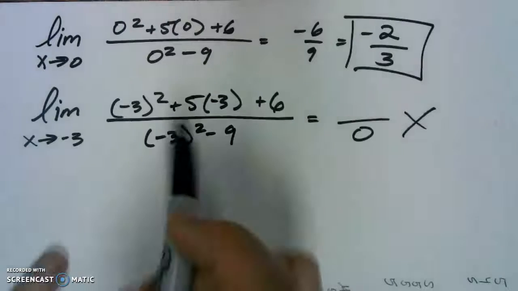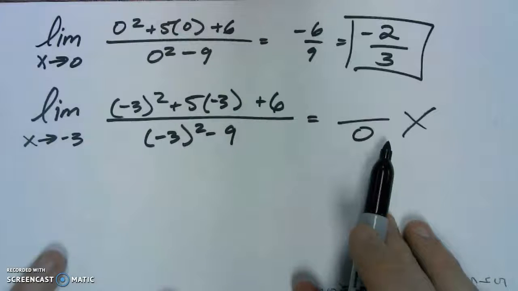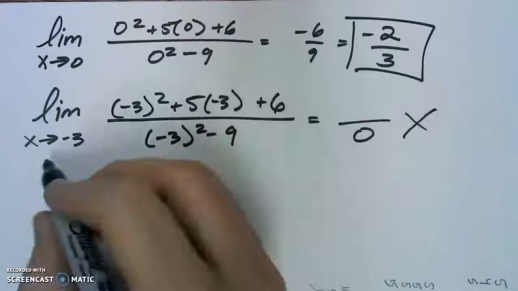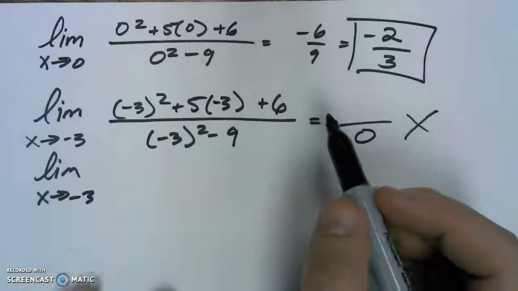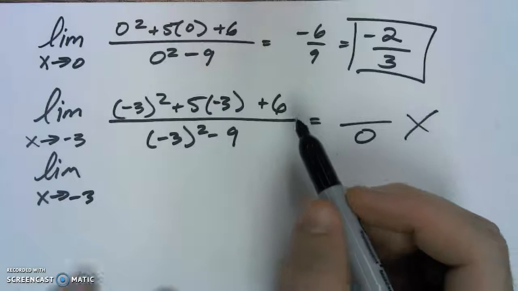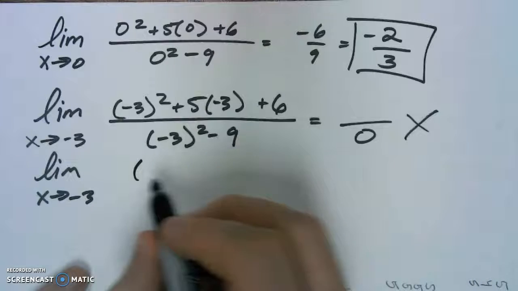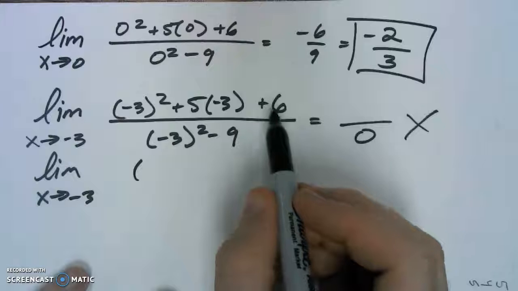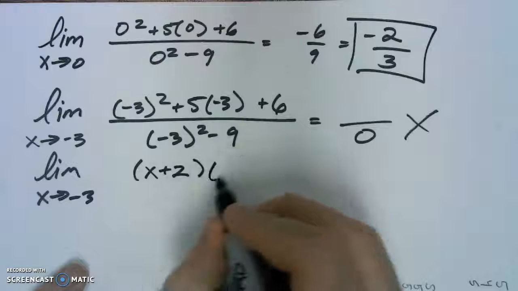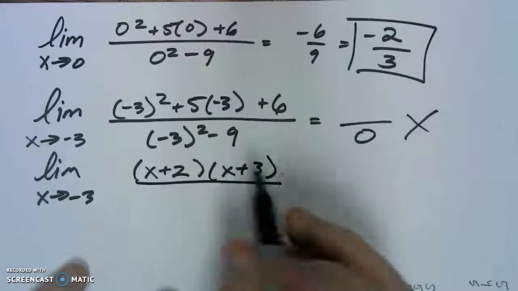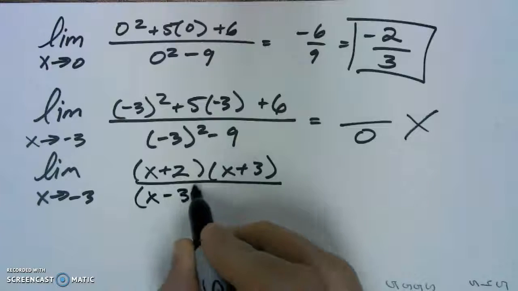So if we look here, this is what that first problem part was. And here we've got a situation where 0 is in the bottom. So what we want to do is factor the top, factor the bottom. So on top we have x squared plus 5x plus 6. So we want to find multiples of 6 that add up to 5. So that could be 6 times 1 or 2 times 3, and in this case it's 2 and 3. On the bottom we have x squared minus 9, and that is a difference of 2 squares, so that would factor into x minus 3, x plus 3.